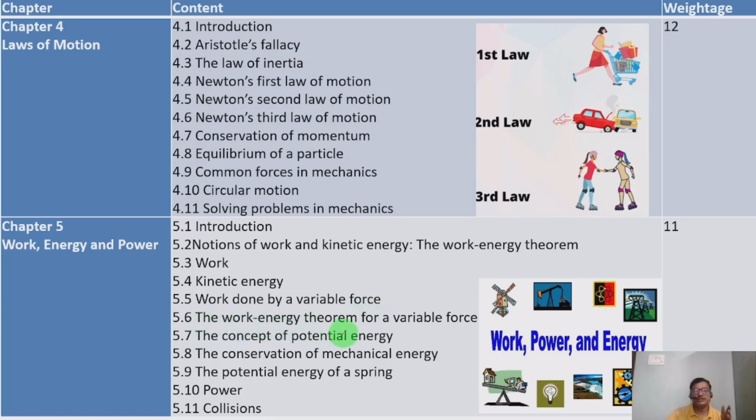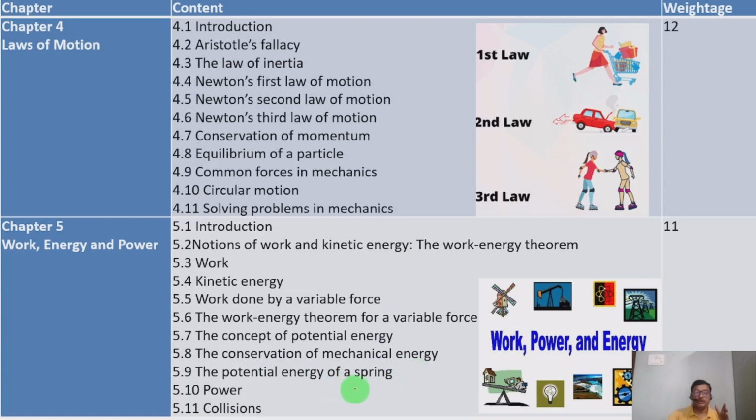5.6, the work energy theorem for variable force. If the force is variable, then there is a theorem, the work energy theorem, that we will study here. 5.7, the concept of potential energy. Potential energy is the energy by virtue of its position, and the concept concerned with that we will take here. 5.8, the conservation of mechanical energy. How we will take the mechanical energy conservation.